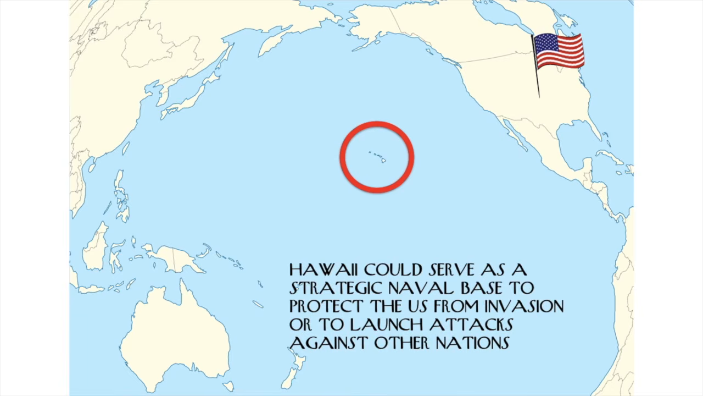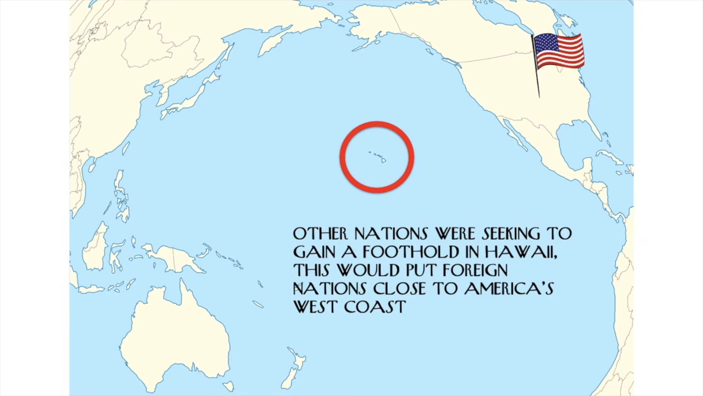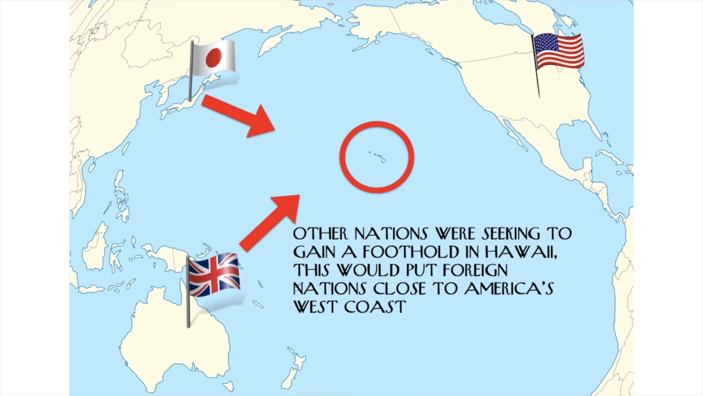Hawaii could also serve as a strategic location for a naval base to help protect the United States from invasion or to launch attacks against other nations. And there were other nations who were interested in Hawaii, and part of imperialism was competition with neighboring forces. Nations like Japan and England were already attempting to move in on Hawaii, and taking control of Hawaii would prevent those powers from taking over.